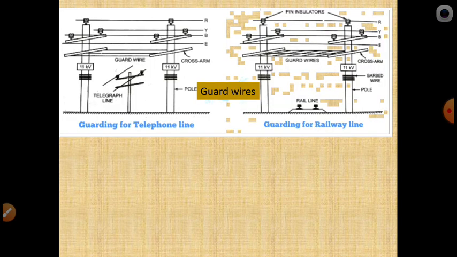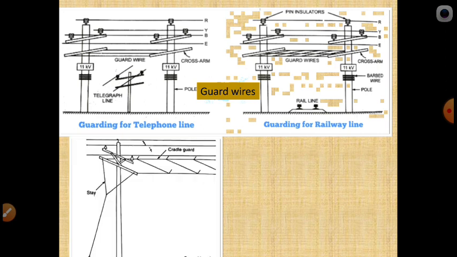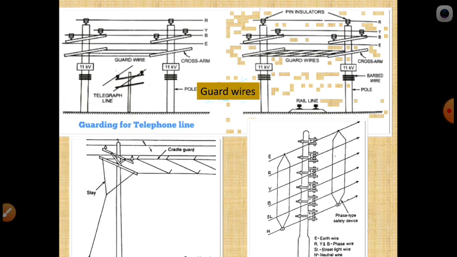Next you can see the guarding. Already we have seen the guarding. These are provided below the overhead lines. You can see the guarding for telephone lines: one is the telephone line, another is the power line, and in between we are using a guarding system. In another figure you can see a rail track with HT lines over it, and in between we use a guarding system. These are the different guard systems, and this is another type of guarding system.